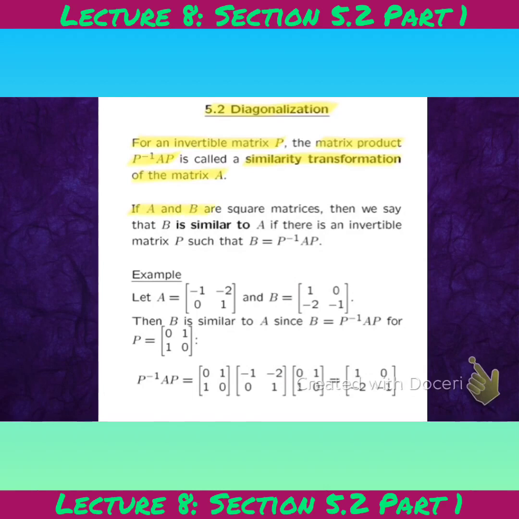Okay, so if A and B are square matrices, then we say that B is similar to A if we can find an invertible matrix P such that we can express B as P inverse AP. Now in this particular example here they give the matrix A and the matrix B, and they just illustrate that B is similar to A because I can find a matrix P such that P inverse AP is in fact the matrix B.